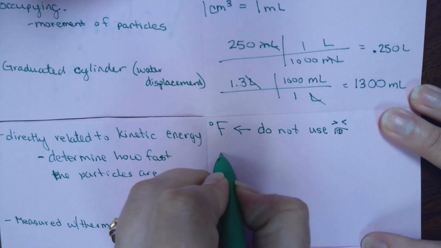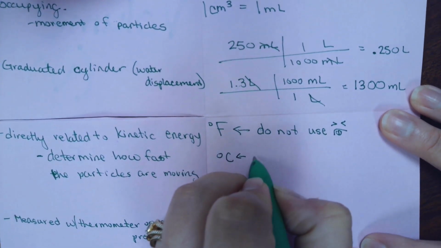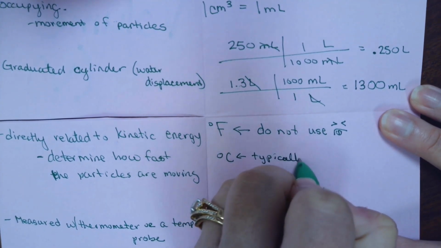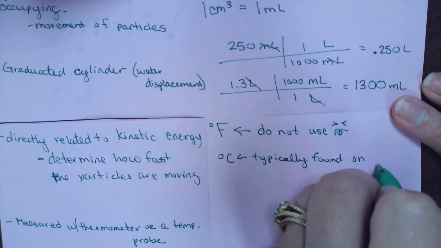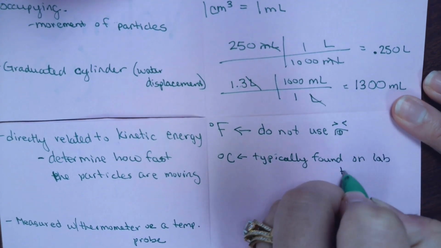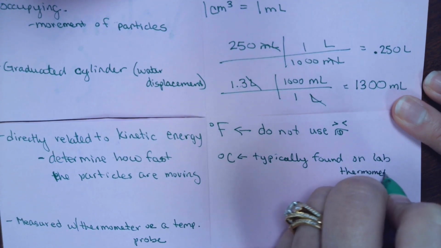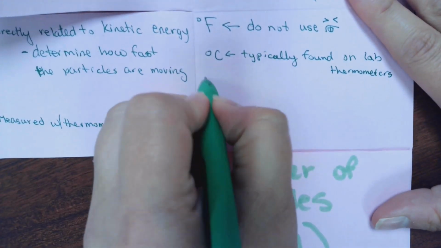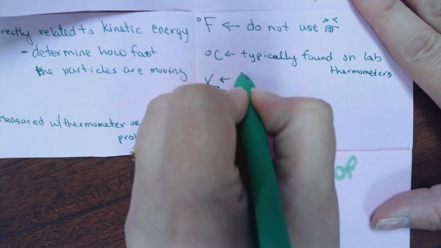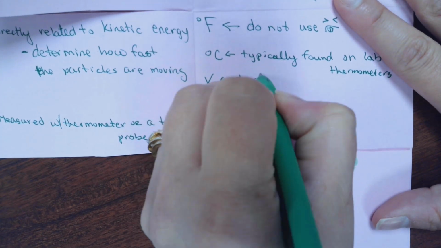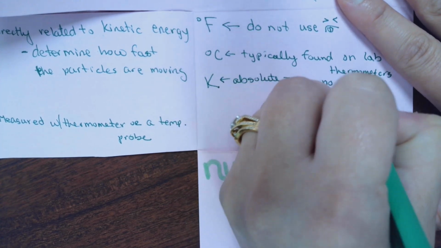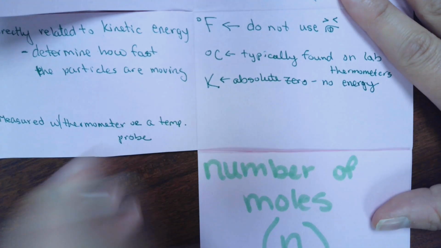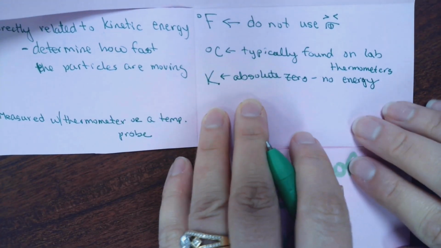Yuck. Okay, there's degrees Celsius. This is the one that is typically the one that we find on our lab thermometers. All of our lab thermometers are going to measure in degrees Celsius. And then the last one is the Kelvin scale. Kelvin is based on the concept of absolute zero. A temperature where there is no energy. So basically, you're never going to get to 0, and you're never going to have a negative number with Kelvin.